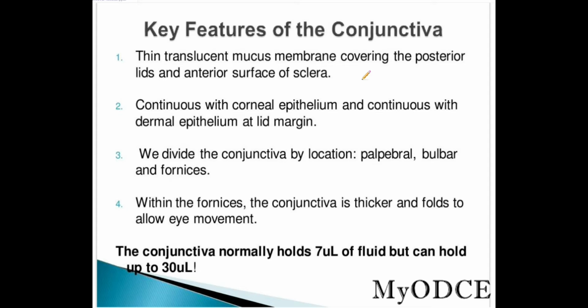Within the fornices, the conjunctiva is thicker and does fold to allow for eye movement. And while it normally holds 7 microliters of fluid, it can hold up to 30. Which is pretty amazing, but I think plenty of us have seen tons of intense chemosis. Sure, sure. And so we know that the conjunctiva has significant elasticity to it. Sure, definitely.